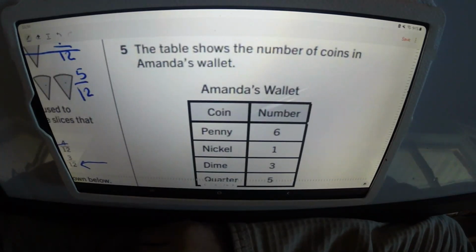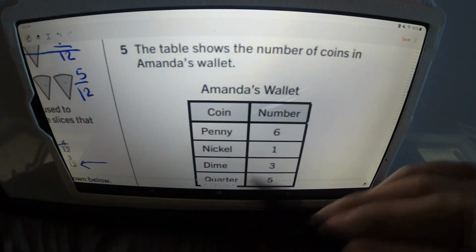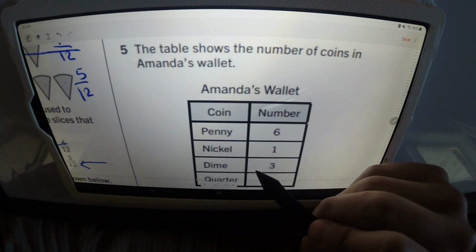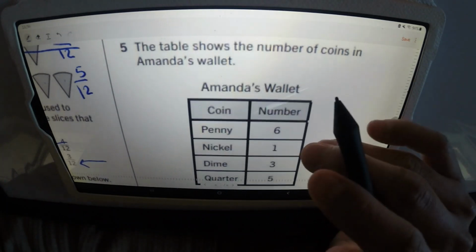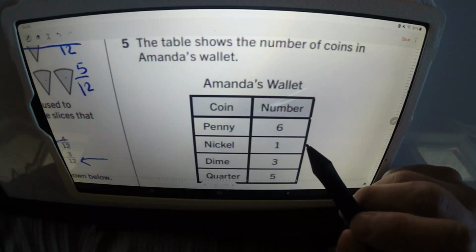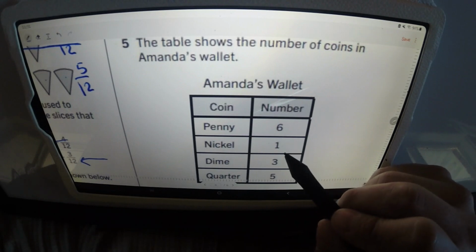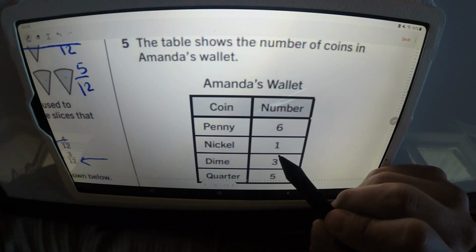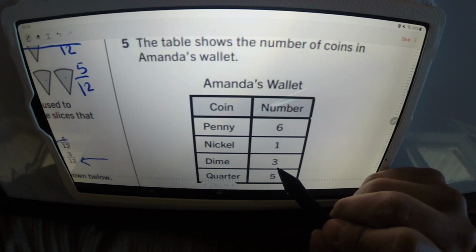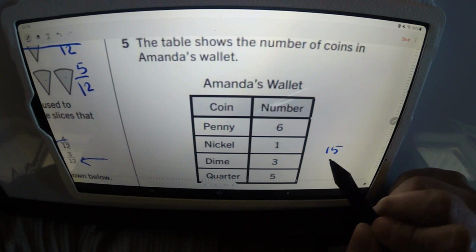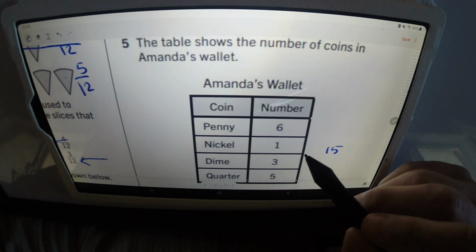The table shows the number of coins in Amanda's wallet. This is Amanda's wallet. So we see 6 pennies, 1 nickel, 3 dimes, 5 quarters. Right. So in order to get our denominator, we have to add all these up. 6 plus 1 is 7. 7 plus 3 is 10. And 10 plus 5 is 15. So there are 15 total coins. That's going to be our denominator, the bottom number of this equation.